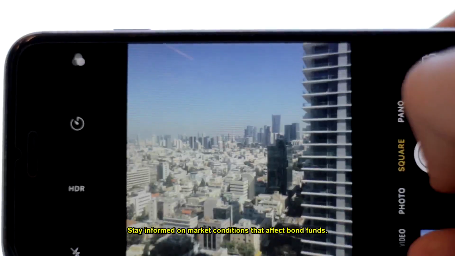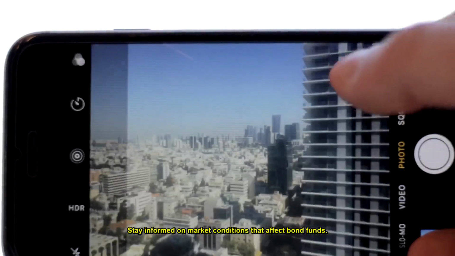Stay informed on market conditions that affect bond funds. Consult with a financial advisor if you need personalized guidance. Keep track of performance against your retirement goals.